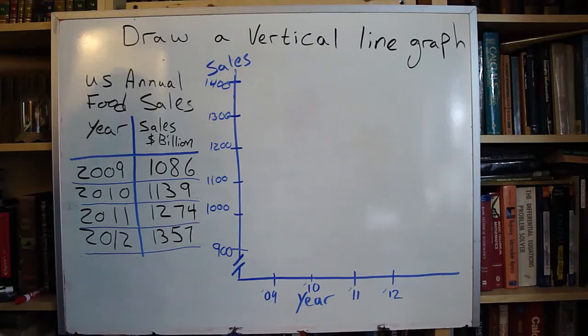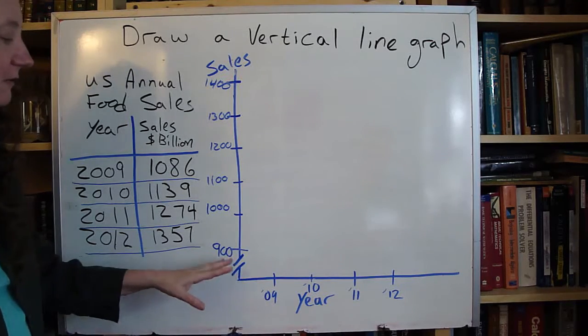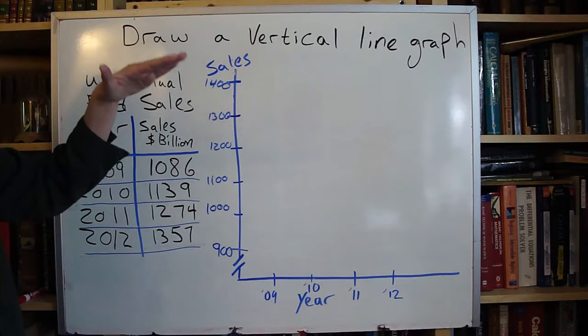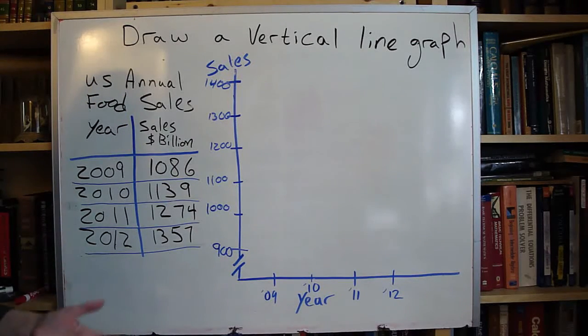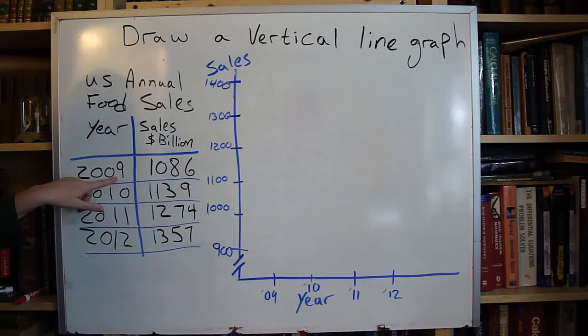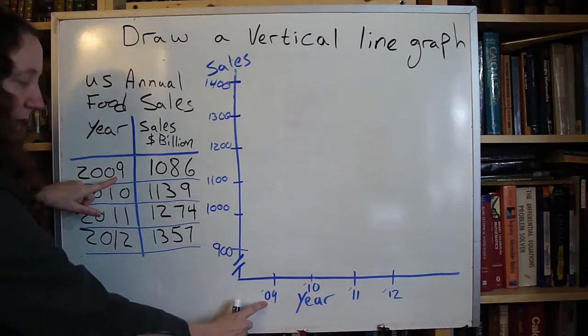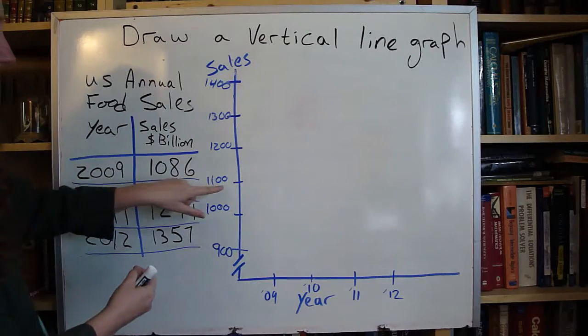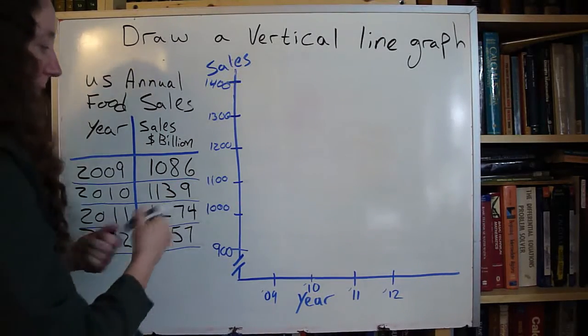All of them. Okay. So now I got to figure out, where do I put my bars? How big do I make them? How tall do I make them? How wide do I make them? Things like that. So here we have 2009, so that's what I had labeled as 09. 1086. That is very close to 1100. So it's going to be very close to this.